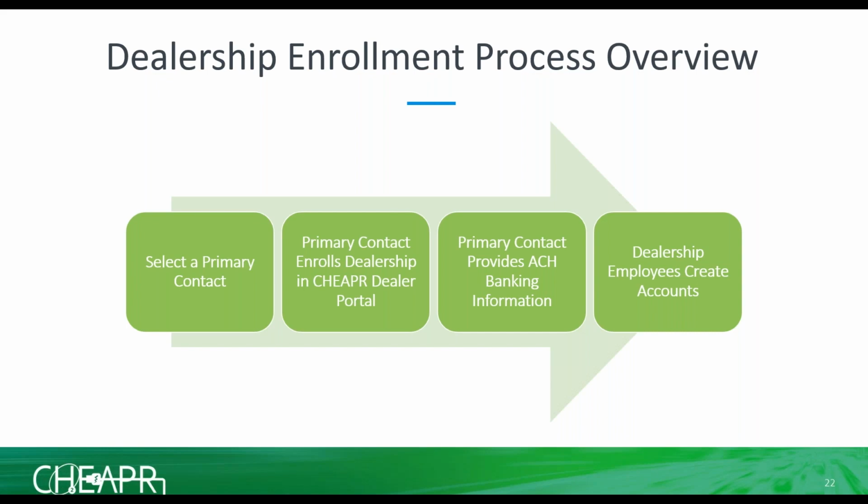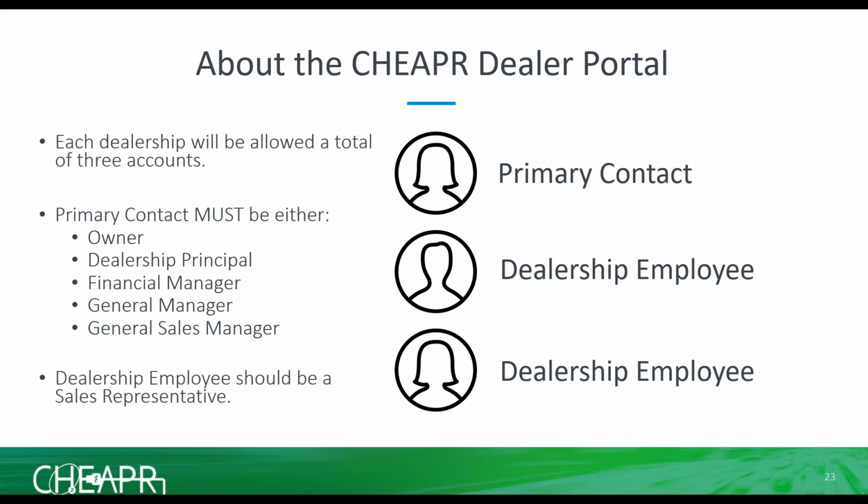Overall, this enrollment process is straightforward. It does have some specific requirements, such as a primary contact undertaking this enrollment process. It's really important that someone at the dealership who's an owner or a manager is the primary contact that enrolls the dealership. Every dealership is allowed 3 accounts under the dealership. One's for the primary, and then 2 is for the 2 employees.